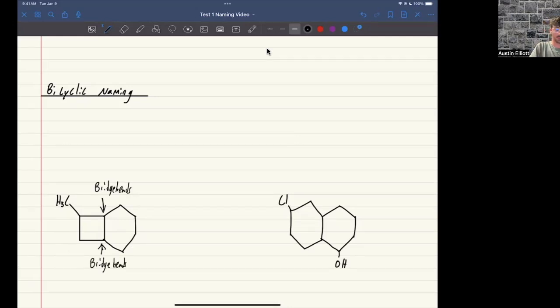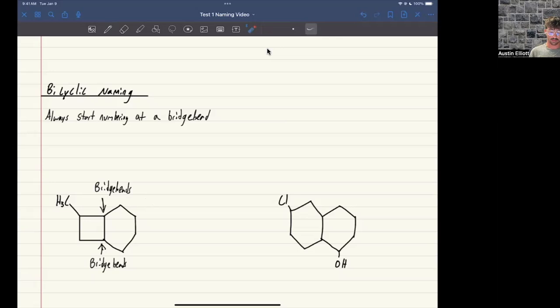And this is where you start numbering. So always start numbering at a bridgehead. So you couldn't just go and be like, oh, I'm going to start naming there. That wouldn't work, just because you have to start at the bridgehead or else the numbering will be off.